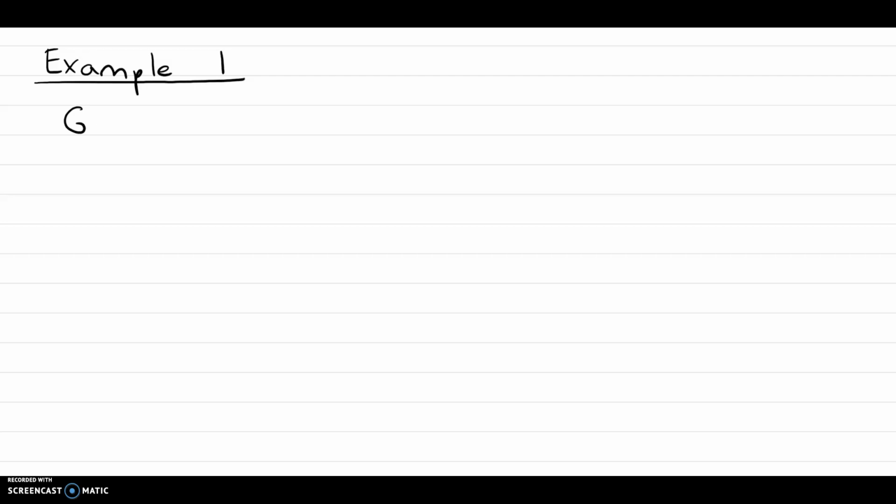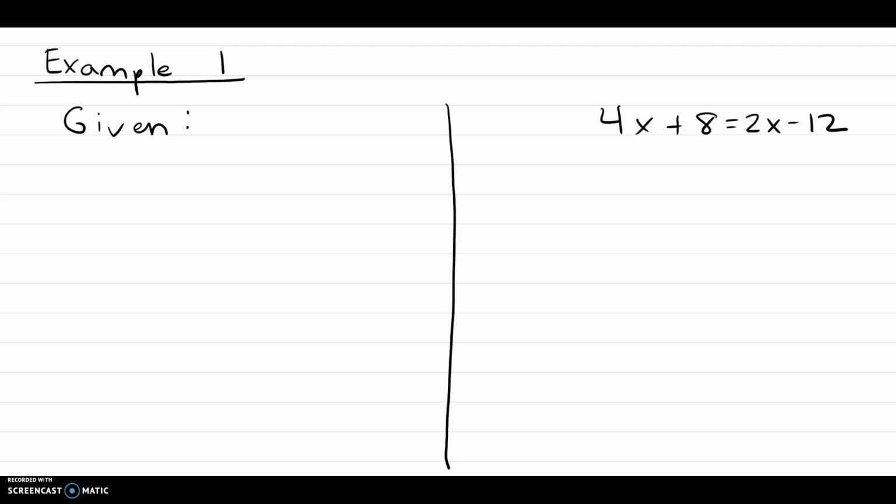So let's say you're given the following equation: 4x plus 8 equals 2x minus 12. Make sure you give yourself space as we're writing our notes, because we're going to be doing things on the left-hand side of your paper, and then noting them on the right-hand side. So to keep an equation equivalent, we follow these steps.